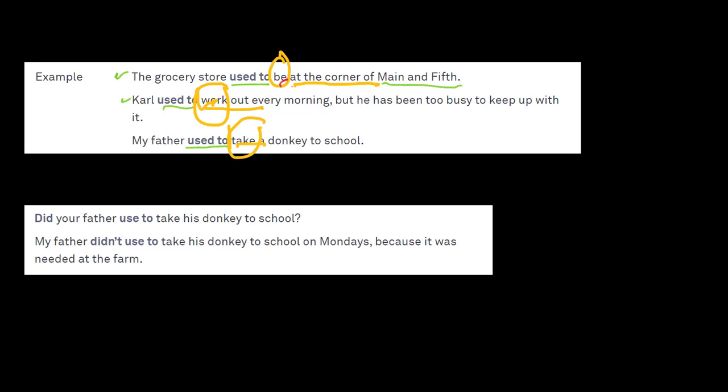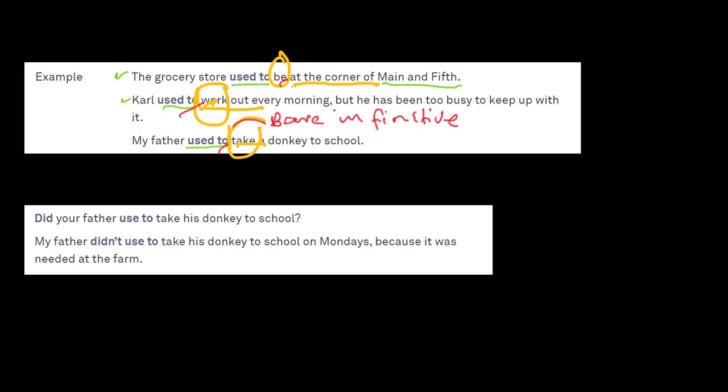And look at the be. It is called a bare infinitive. Bare infinitive. Infinitive without to. Why don't we need any to? Because used to itself has contained to. So it's impossible to have double to, right?